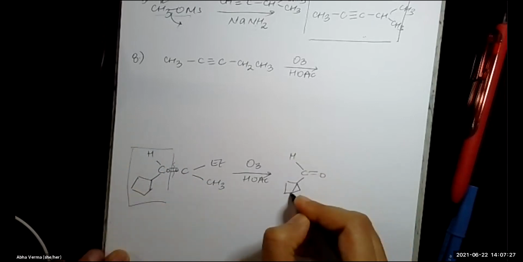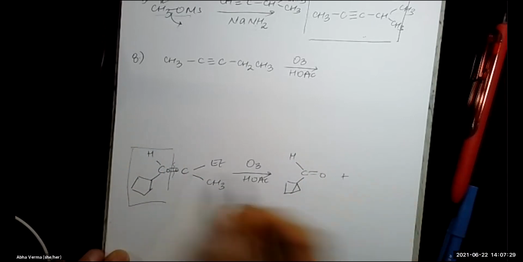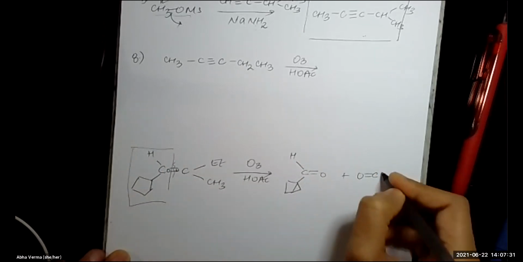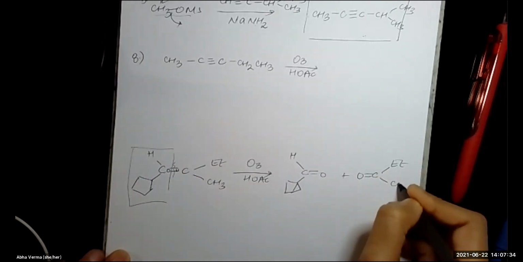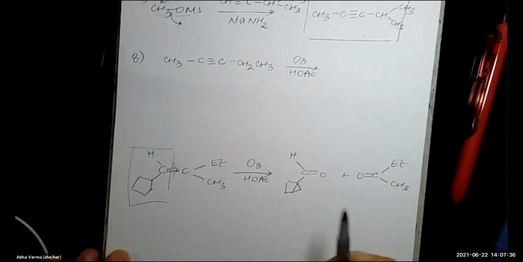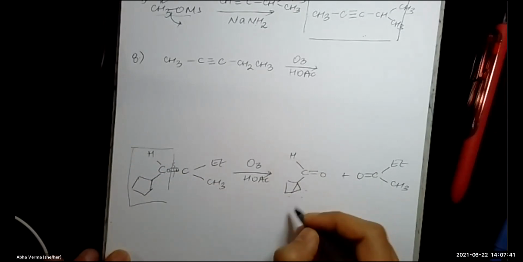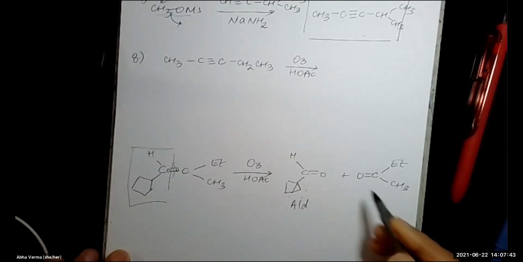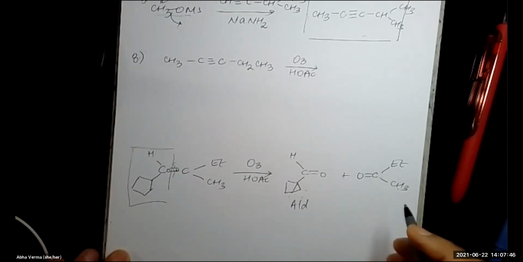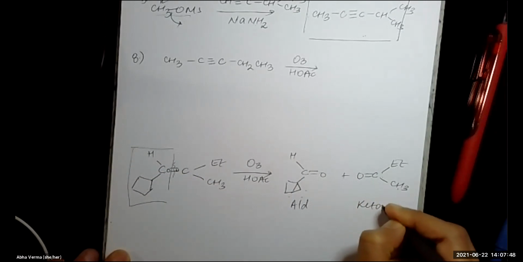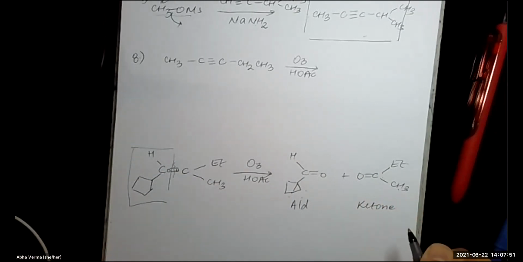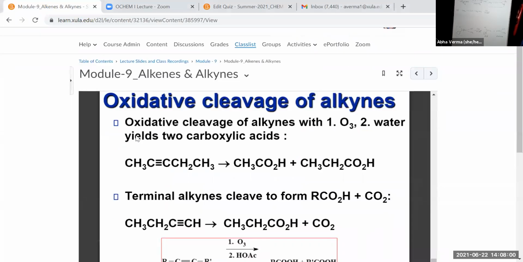Oh, this is a pentane. Plus carbon with the oxygen, Et, CH3. If you look at these two groups, what kind of a functional group is this? This is an aldehyde. What kind of a functional group is this? This is a ketone. Okay. So from this ozonolysis method, we had looked at the oxidative cleavage of alkenes.